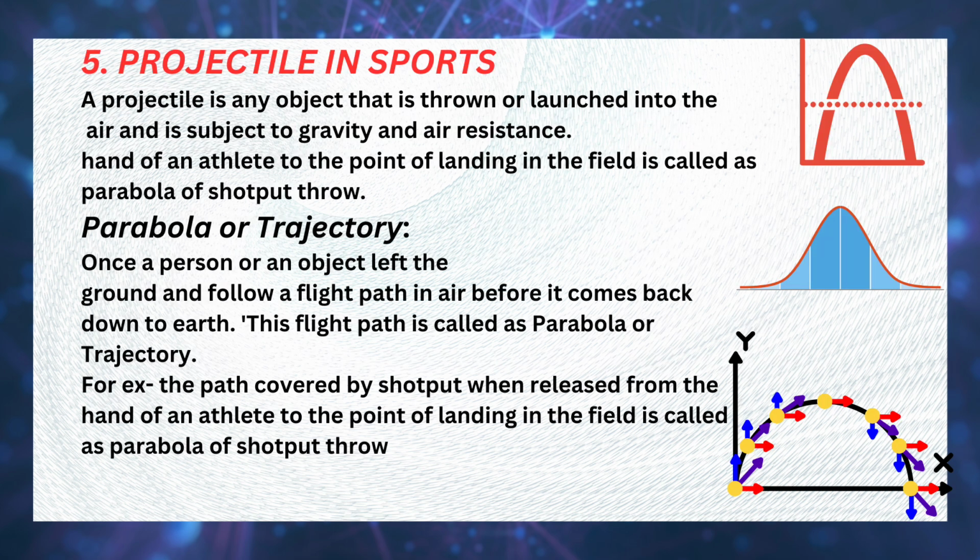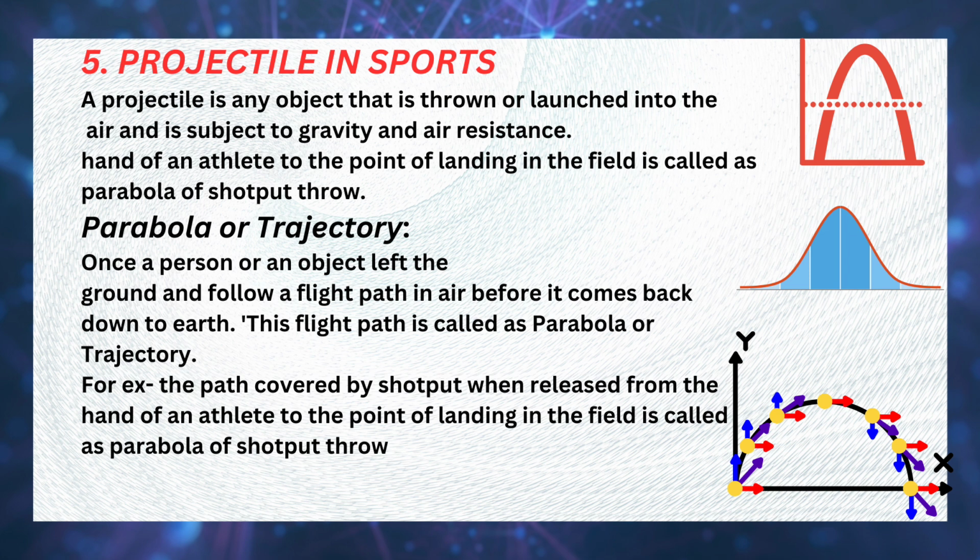5. Projectile in sports. A projectile is any object that is thrown or launched into the air and is subject to gravity and air resistance. Parabola or trajectory: once a person or an object leaves the ground, it follows a flight path in the air before it comes back down to earth. This flight path is called a parabola or trajectory.